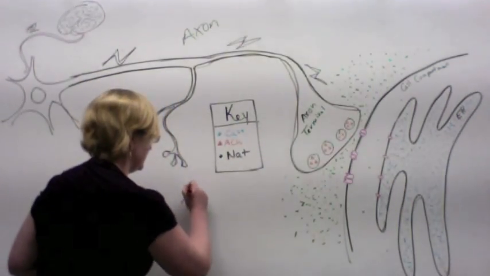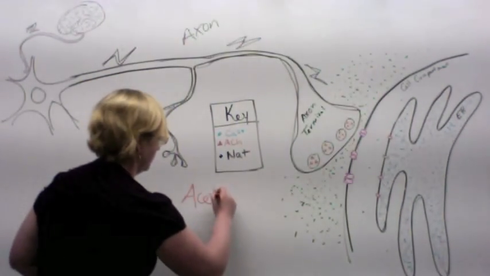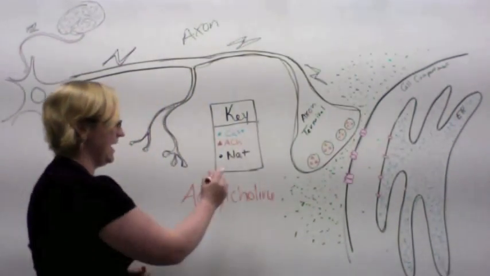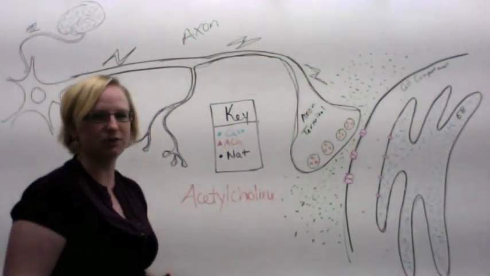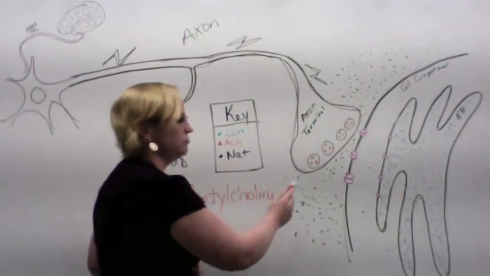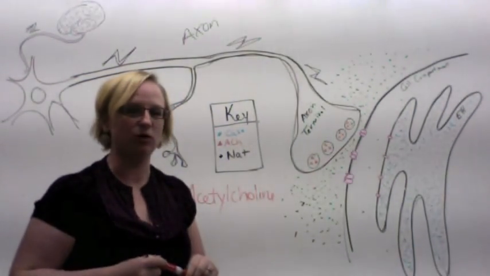So on your list, acetylcholine. Okay? And I have that abbreviated here as ACH. And the shape I have, it might be difficult to see, I think you can see that. I have these little red triangles, and that's going to indicate acetylcholine.